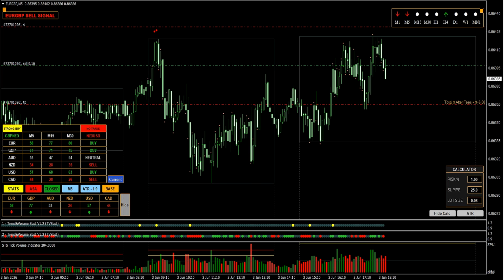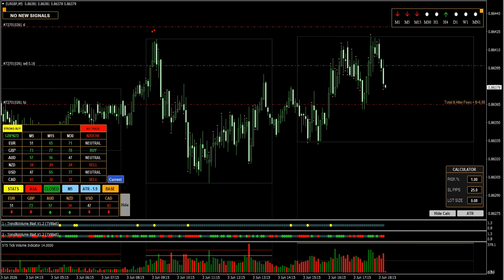One important thing to understand is that no indicator can predict the market with complete accuracy. This strategy can produce both winning and losing trades, which is why proper risk management is essential. Never risk more money than you can afford to lose, and always use a stop loss on every trade.